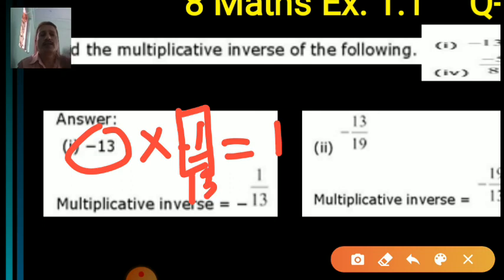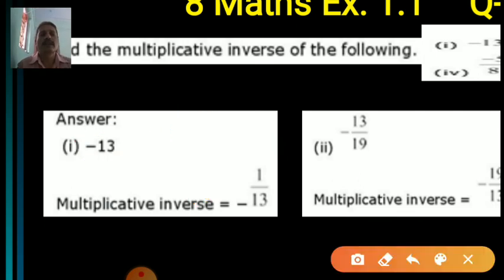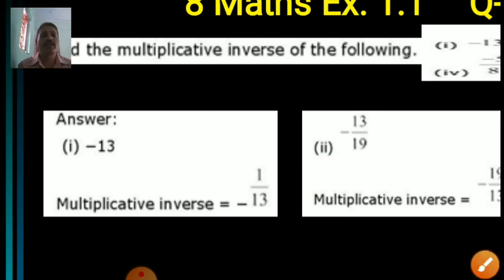Inverse means, students, ulta, flipped. So 13 is not alone, 13 upon 1 is there. Minus 13 upon 1. Okay. So if I multiply with minus 1 upon 13, that gives me 1. See students, you make silly mistakes here, so be careful regarding this one.